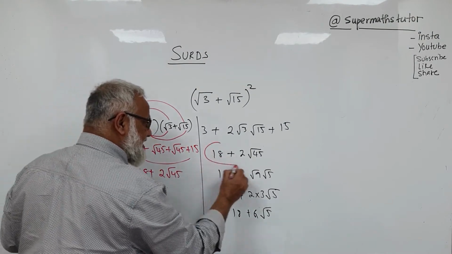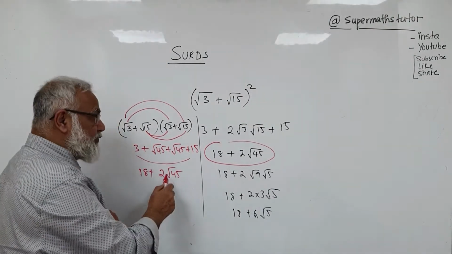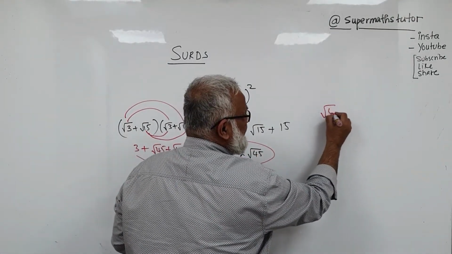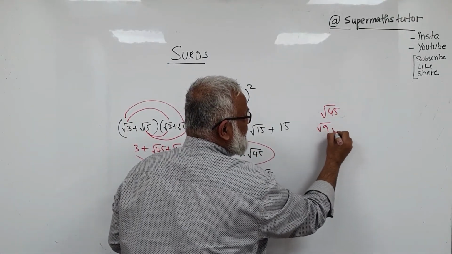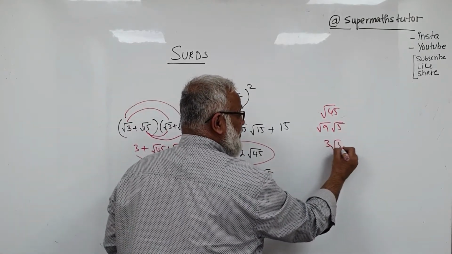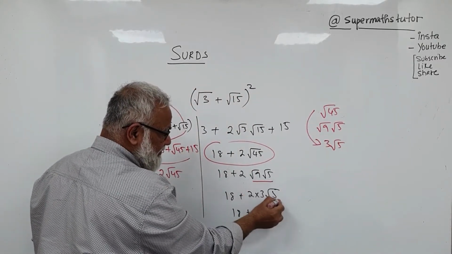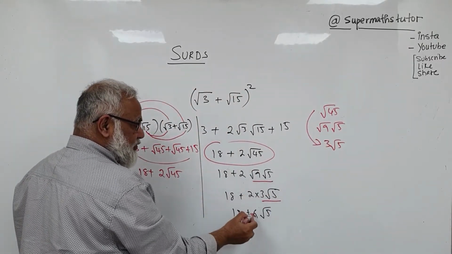Now you understand where this comes from? 18 plus 2 root 5? I hope you understand. Now, root 45, how do you simplify? The method of simplifying is you split it into 2 numbers like that. And root 9 is 3. So 3 root 5 is a simplified form of that. So it becomes 3 root 5. Now 3 times 2 is 6 root 5, and that is the answer.